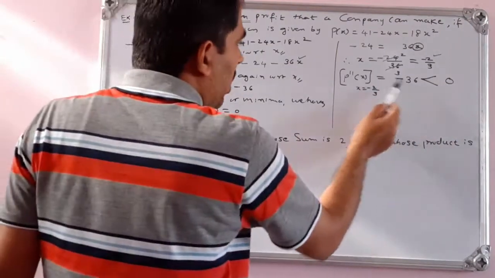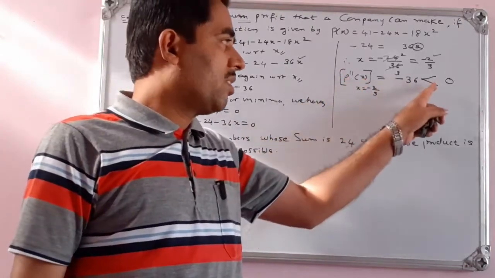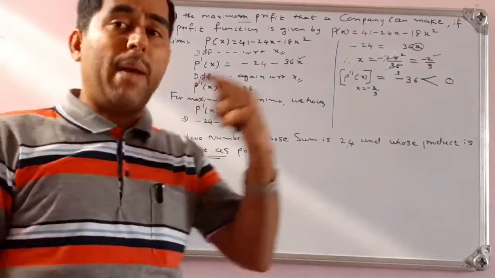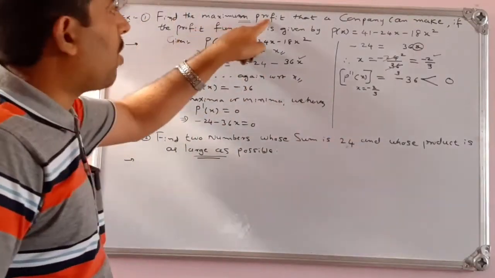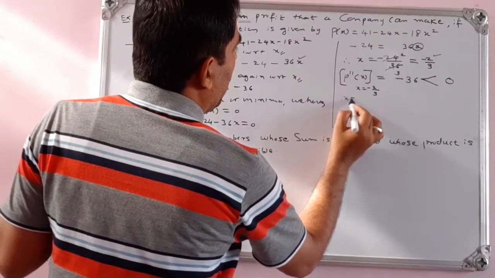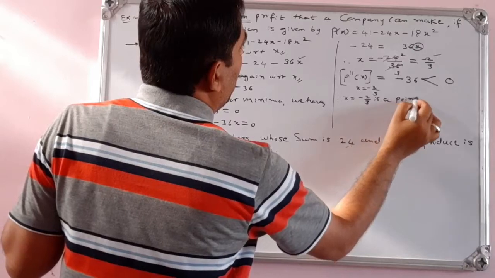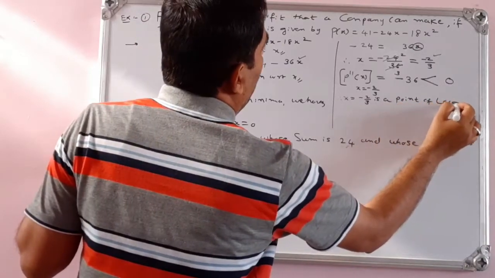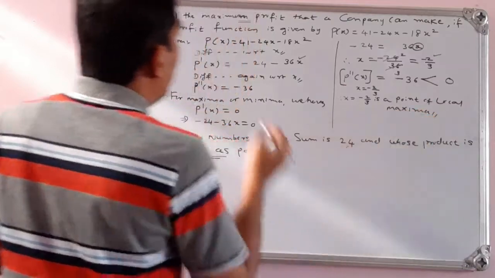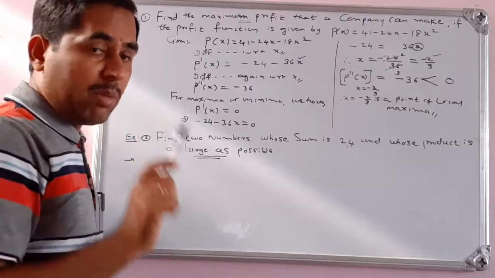Minus 36 is less than 0. See, according to the second derivative test, if the second derivative at the given point is negative, then that point is considered as a point of local maxima. So this is maximum profit. So I can write this. Therefore, x is equal to minus 2 by 3 is a point of local maxima. Therefore, the company has a maximum profit.